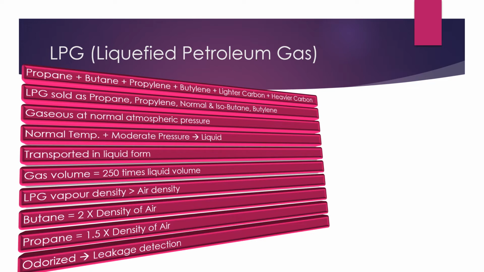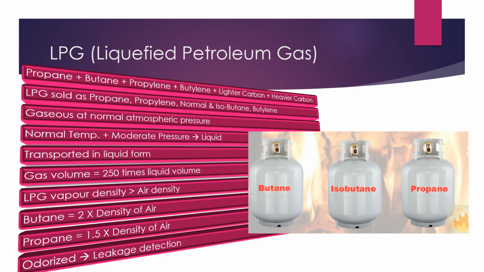When moderate pressure is applied to LPG at normal temperature, it is converted into liquid. LPG is stored and transported in liquid form instead of being transported in gaseous form to facilitate ease of handling. The volume of LPG in gaseous form is 250 times the volume of LPG in liquid form.